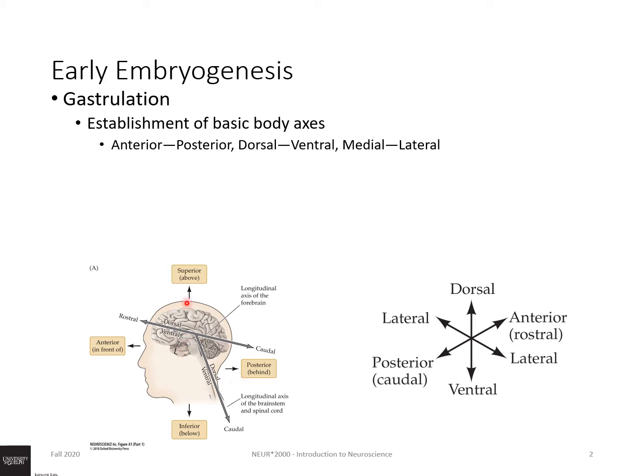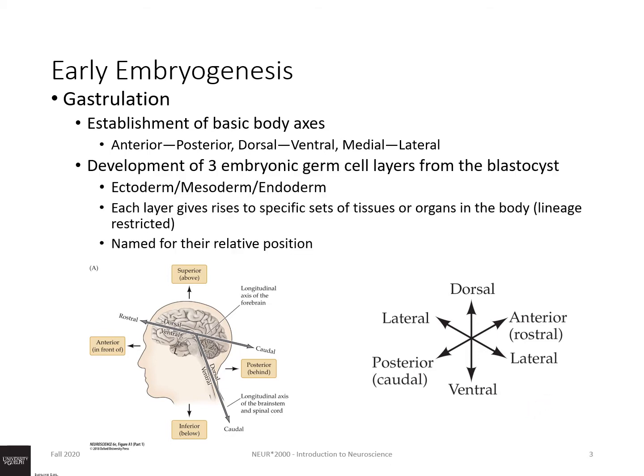We've talked about superior and inferior, dorsal, ventral, and lateral is away from the midline, anterior or rostral, and posterior or caudal. So this is the diagram that's going to guide the next several slides as we talk about gastrulation and the establishment of the basic body axes and early embryogenesis in general.